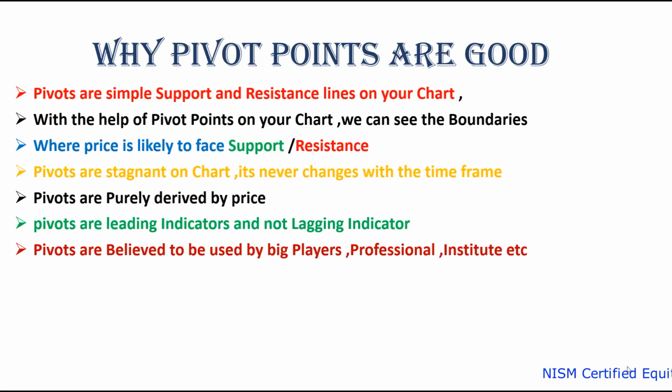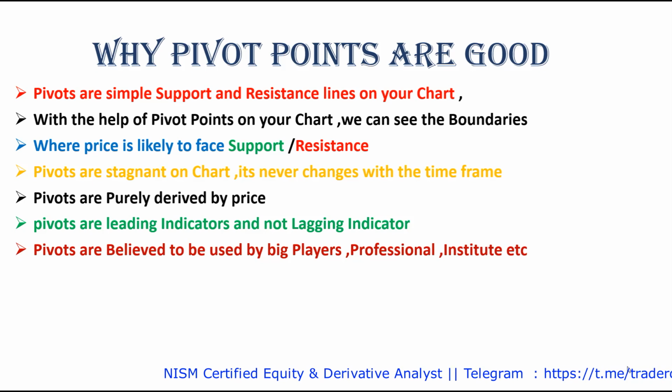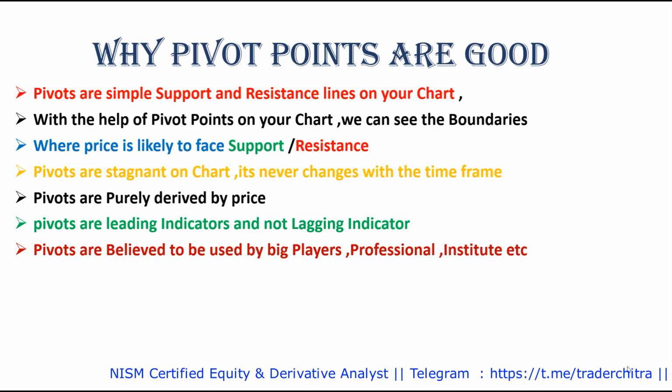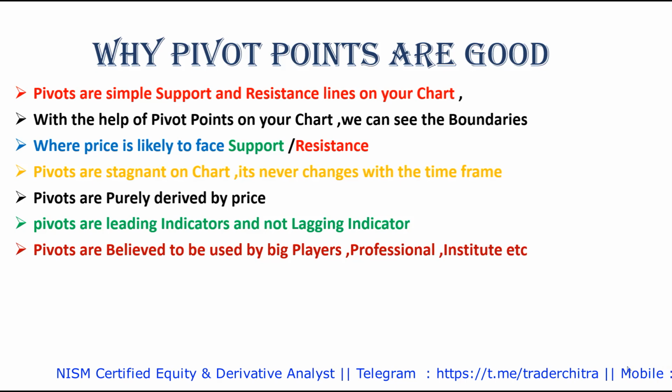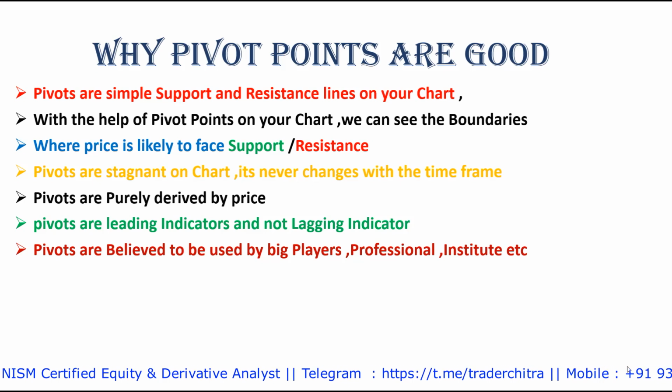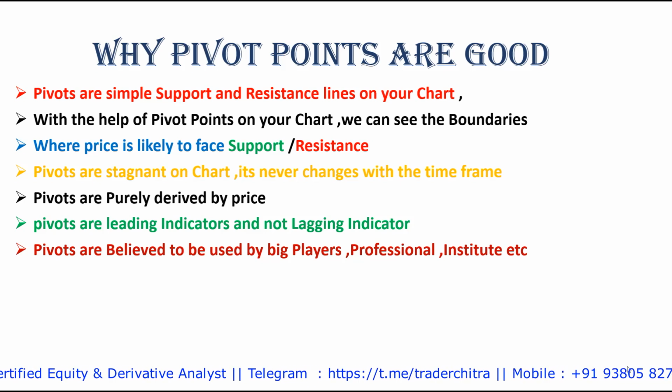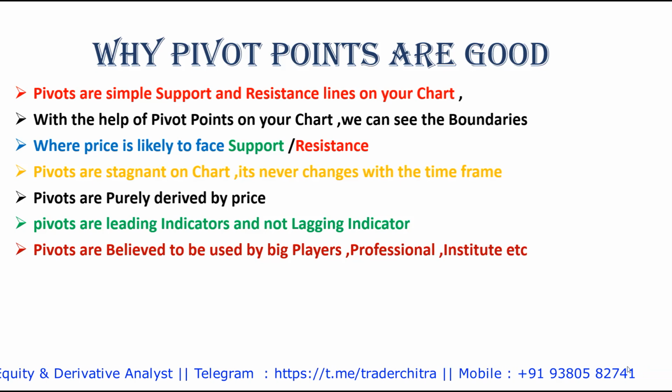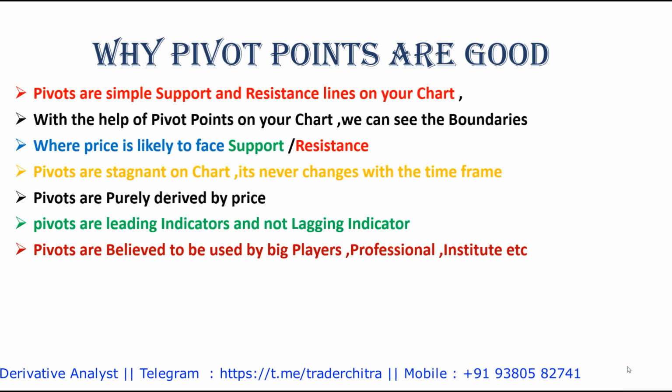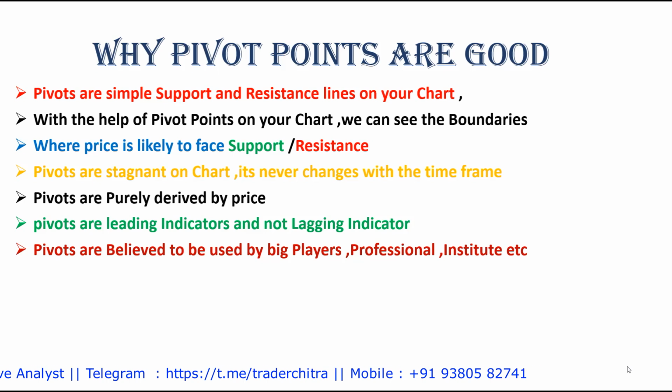What is the significance of using pivot points? Pivots are simple support and resistance lines in our chart. With the help of pivot points on the chart, we can see the boundaries, that is where the price can take support and resistance. If the price is at resistance, we can look for entering a PE trade, that is a short trade, selling opportunities at the resistance zone. And if the price is at the support level, similarly, we can look for a long trade.